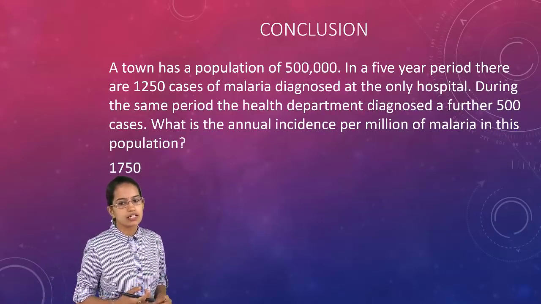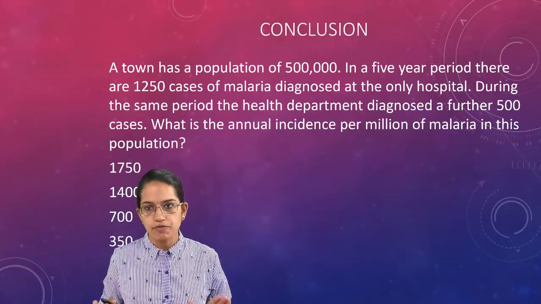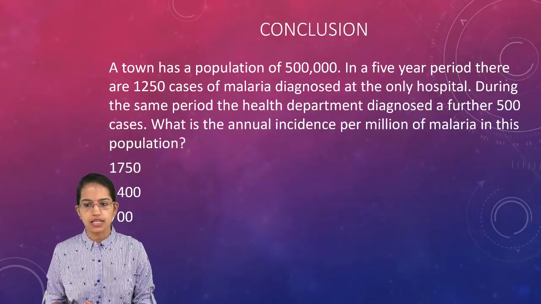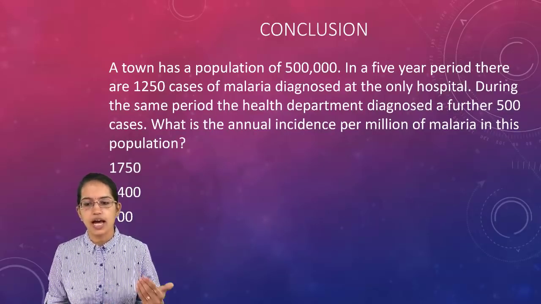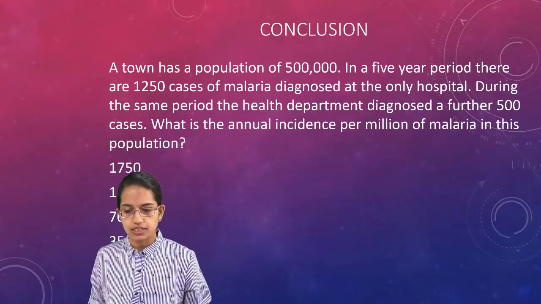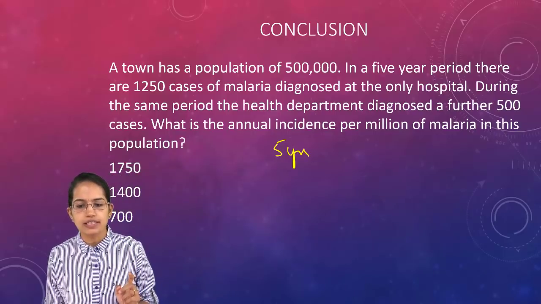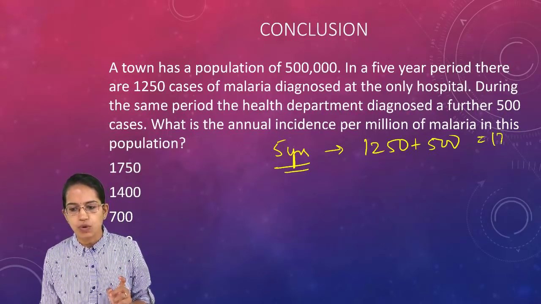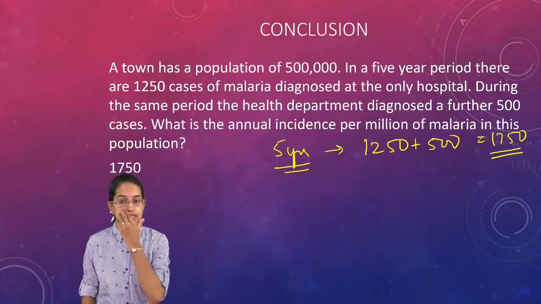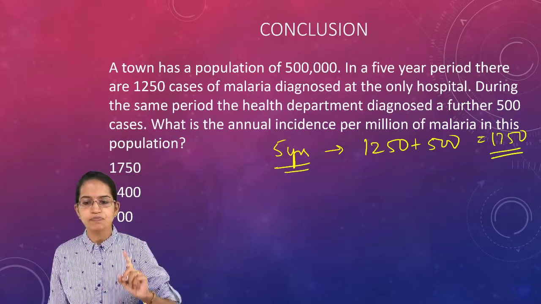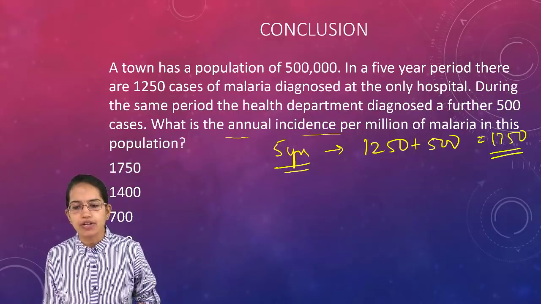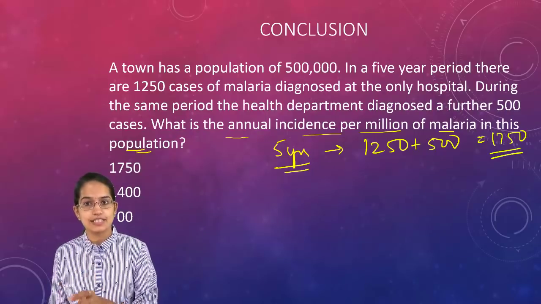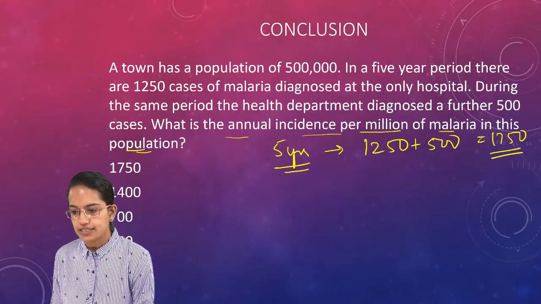The question says the current population of a town is 5 lakh. In a 5 year period, there are 1,250 cases of malaria which are diagnosed only at the hospital, and the health department says another 500 cases. So in 5 years, how many cases have been diagnosed so far? It is 1250 plus another 500, that makes it 1750. So that's the total number of cases diagnosed for malaria in 5 years. What you have to find out is the annual incidence per million of malaria in the population. Now, if this is the statistics for 5 years, what would be the statistics for 1 year?